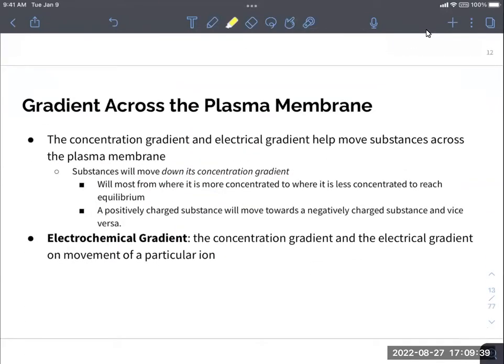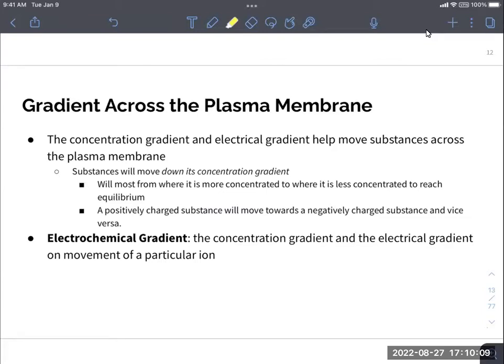So the concentration gradient and the electrical gradient help to move substances across that plasma membrane. Substances tend to move down their concentration gradient. So an area of high concentration will move down to an area of low concentration. Kind of like if you've ever put food coloring in water, and if you don't mix it up, you just let it sit, it eventually spreads to the entire glass.